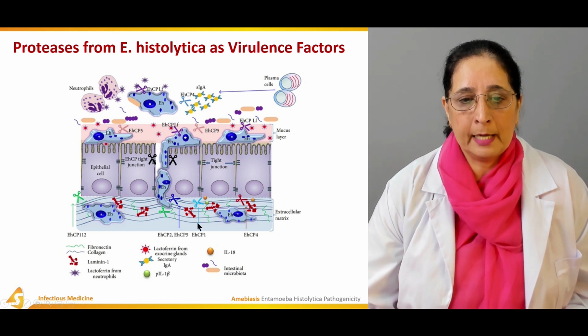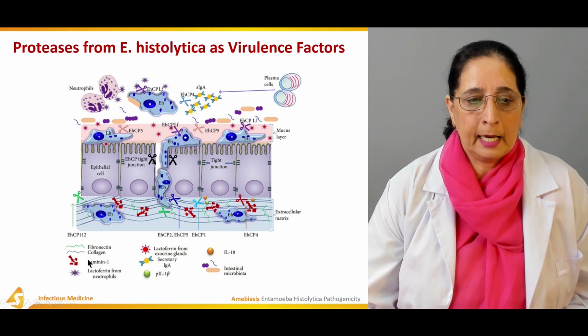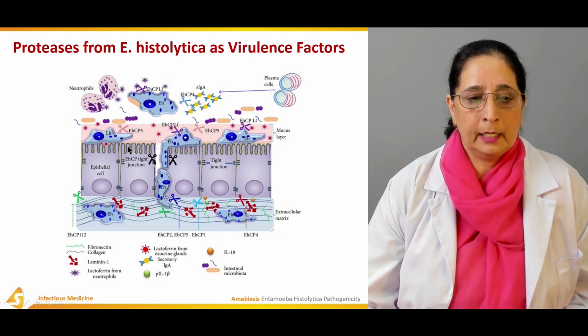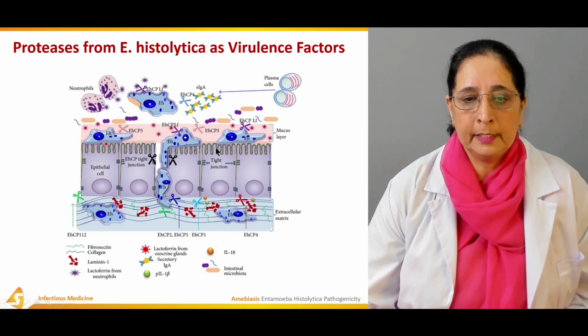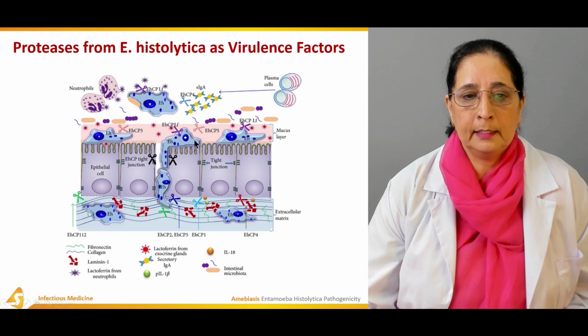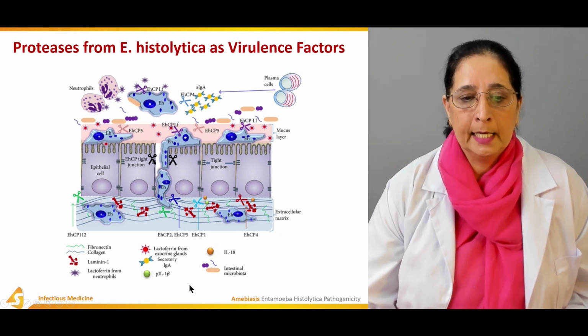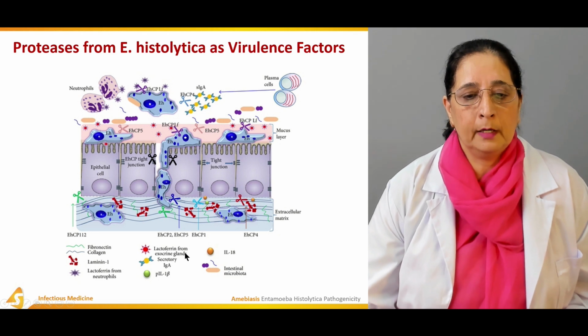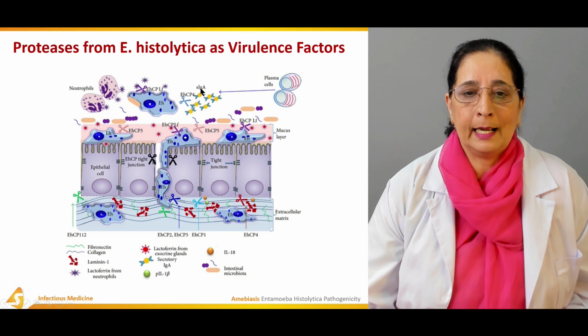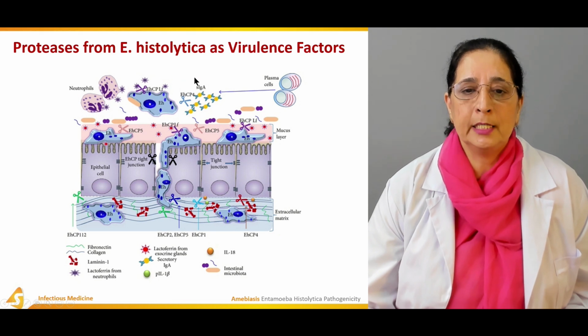The different substances present are fibronectin, these greenish ones. Then we have collagen, fibronectin, collagen, laminin, and lactoferrin from neutrophils, the white blood cells. Then we have lactoferrin from exocrine glands, these red ones here. Then we have secretory immunoglobulin IgA. These are secretory IgA.